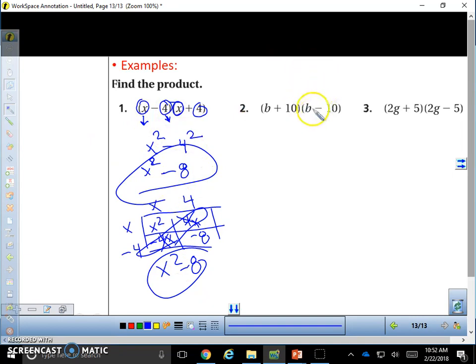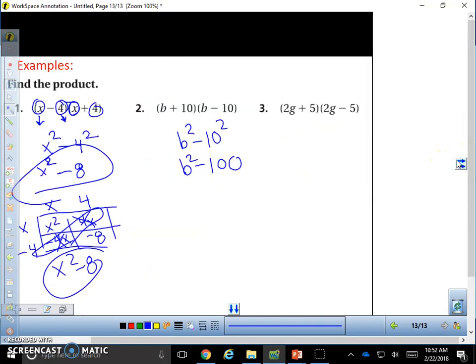Okay. So this is also a sum and difference. b and b, positive 10 and negative 10. They're opposites of each other. So we'll have b squared minus 10 squared. Or you can, again, use the box, the rectangular array, or the FOIL method. So b squared minus 100. Done. Except I forgot my square sign.